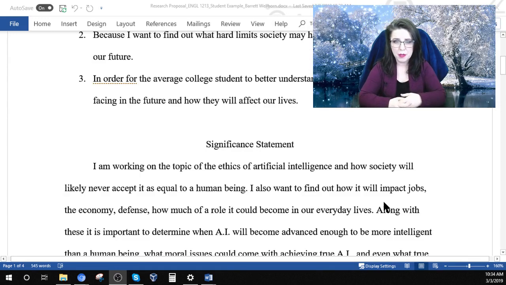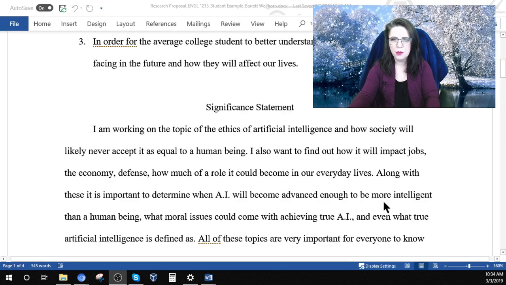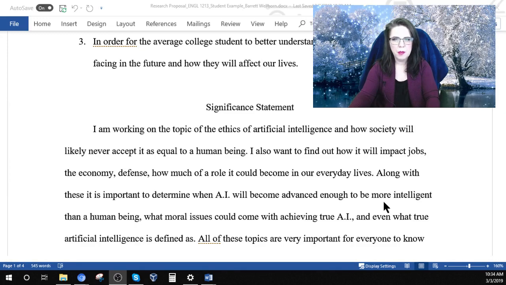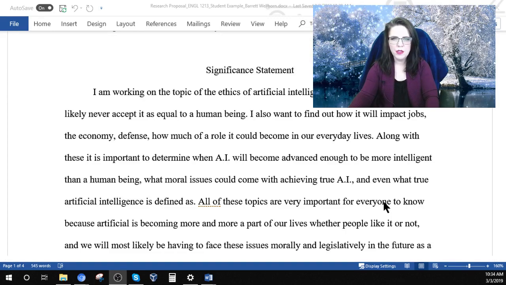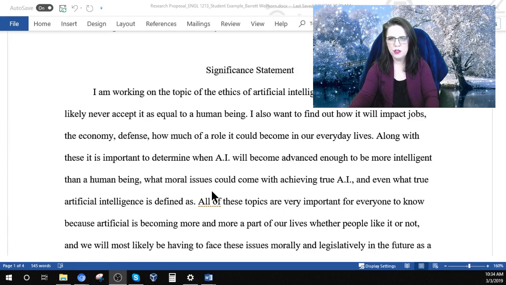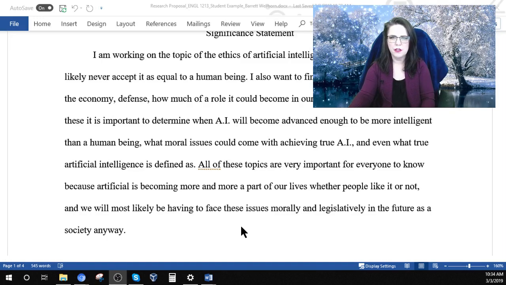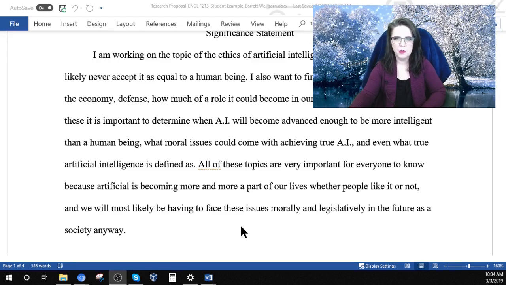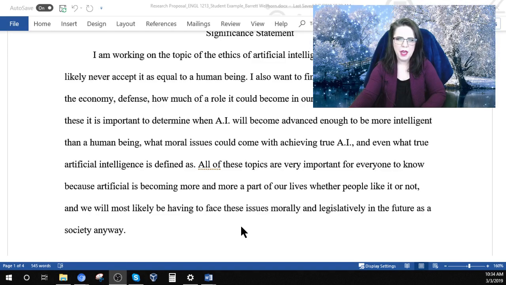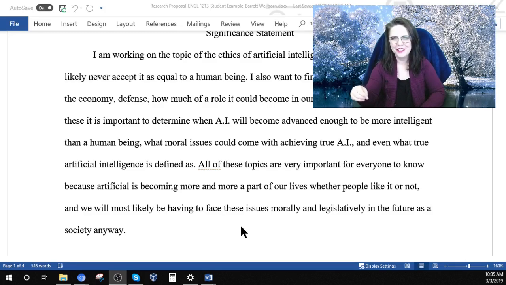So let's look at the significance statement. I'm working on the topic of the ethics of artificial intelligence and how society will likely never accept it as equal to a human being. I also want to find out how it will impact jobs, the economy, defense, how much of a role it could become in our everyday lives. Along with these, it's important to determine when AI will become advanced enough to be more intelligent than a human being, what moral issues could come with achieving true AI, and even what true artificial intelligence is defined as. All of these topics are very important for everyone to know because artificial intelligence is becoming more and more a part of our lives, whether people like it or not. And we will most likely be having to face these issues morally and legislatively in the future as a society anyway.